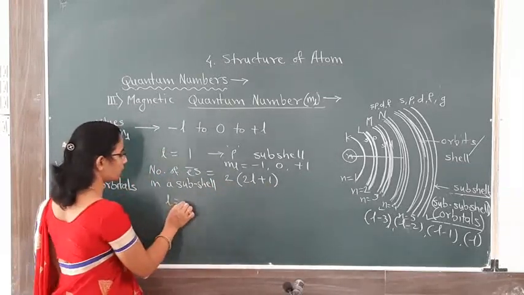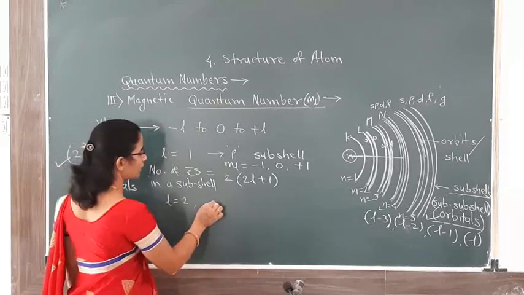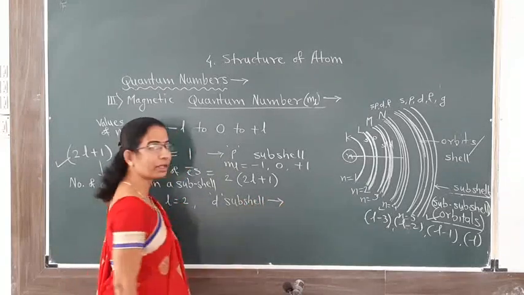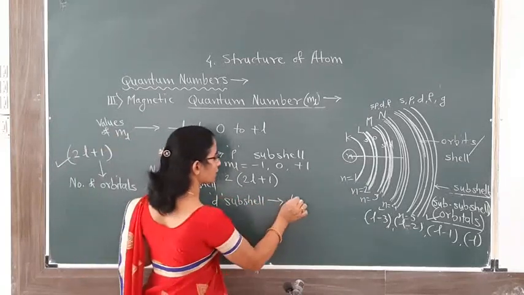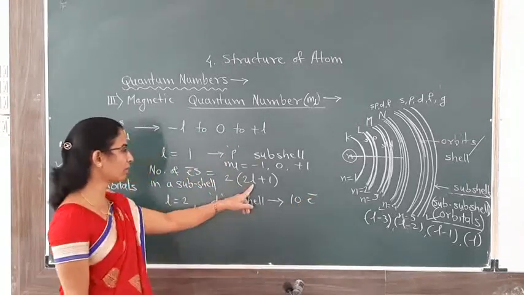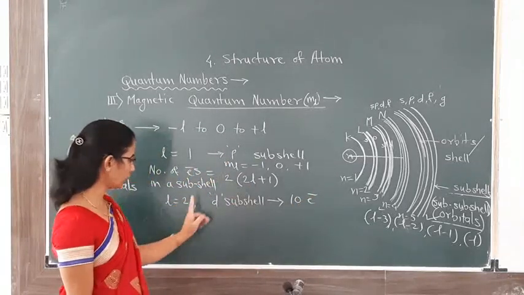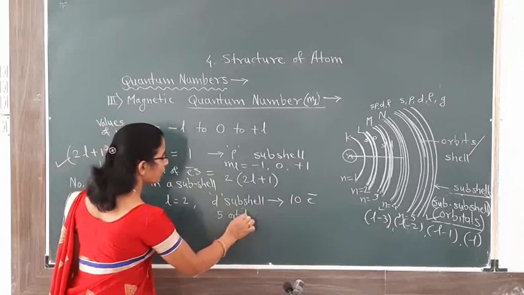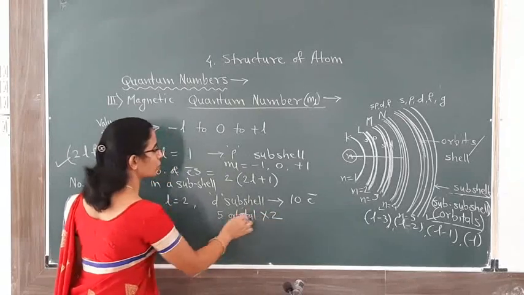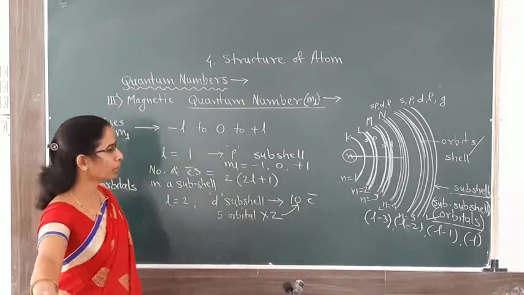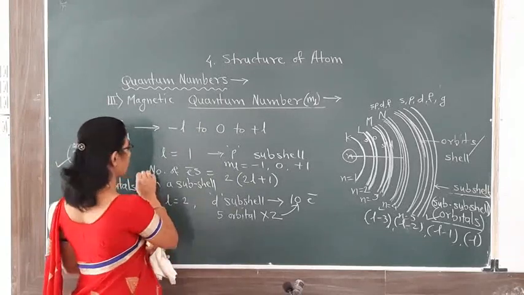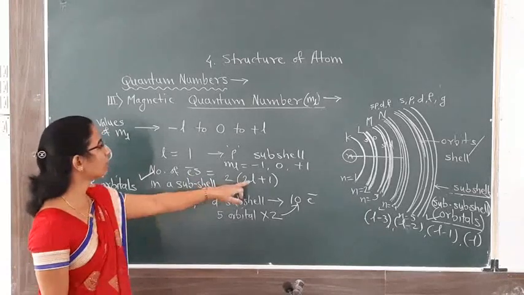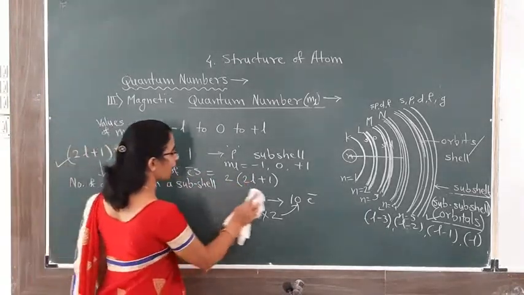Let's see one more example. If L is equal to 2, that is if there is a d sub shell, then the d sub shell will possess how many electrons? Let's see, it will possess 10 electrons by putting the value 2 in this equation. We know that the d sub shell will possess 5 orbitals and every orbital possesses 2 electrons. So the number of electrons are 10. In this way, with the help of this formula, you can find the number of electrons present in a subshell if you know the name of that subshell.